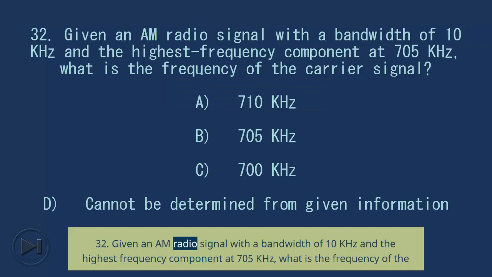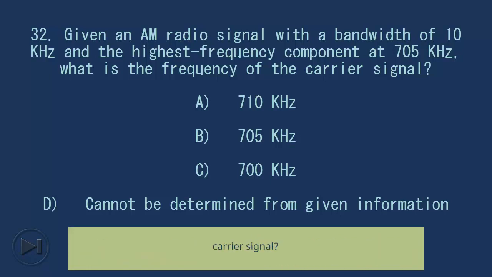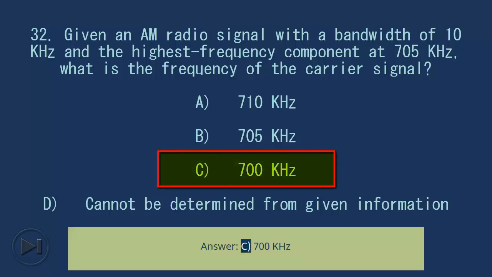32. Given an AM radio signal with a bandwidth of 10 kHz and the highest frequency component at 705 kHz, what is the frequency of the carrier signal? A. 710 kHz. B. 705 kHz. C. 700 kHz. D. Cannot be determined from given information. Answer, C. 700 kHz.